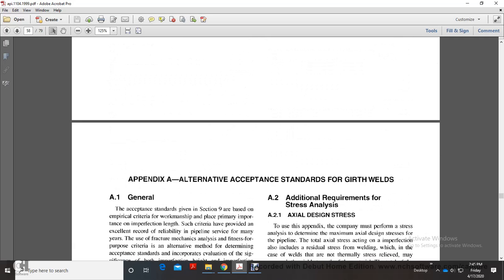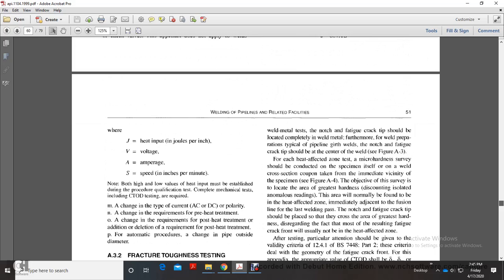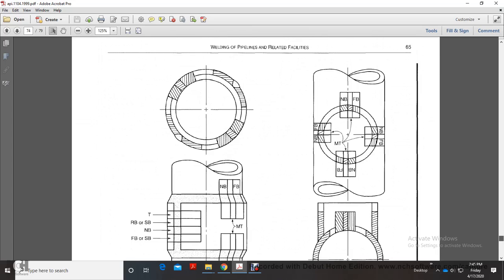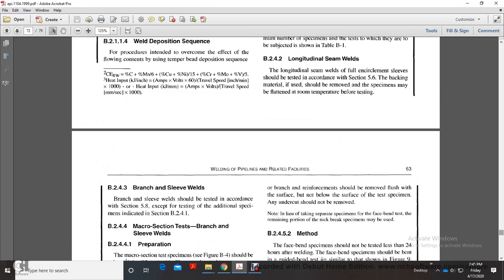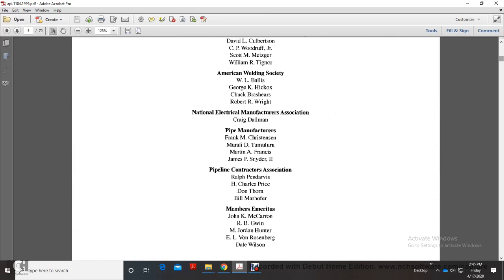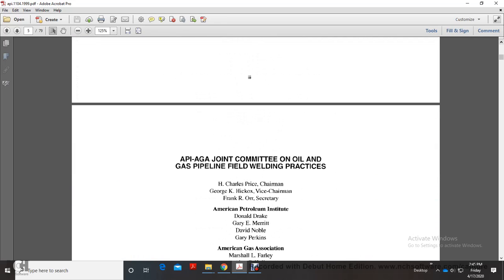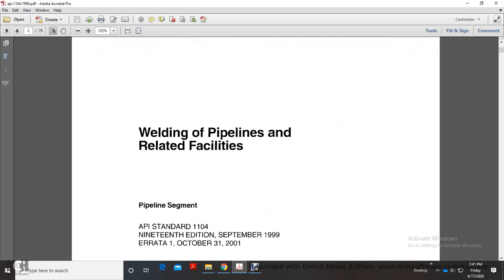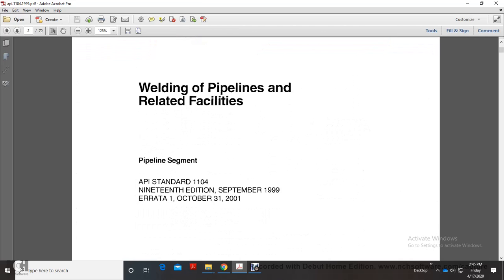And that was left blank, and then you have your appendix, alternative acceptance standards for girth welds, and that should probably cover the rest of them. Alright, this was a reading of the sections from your welding of pipelines and related facilities, API Standard 1104.